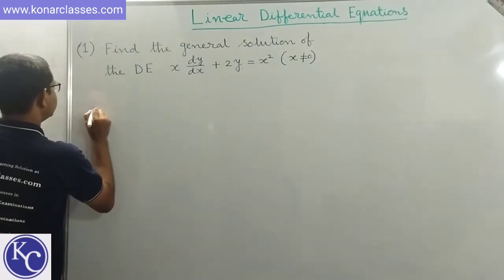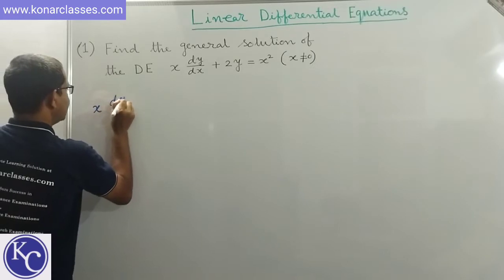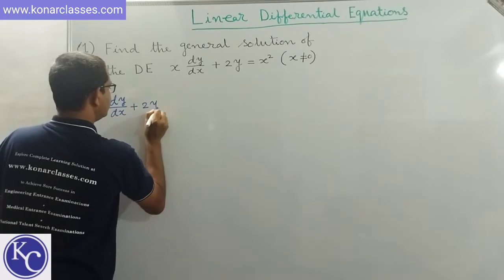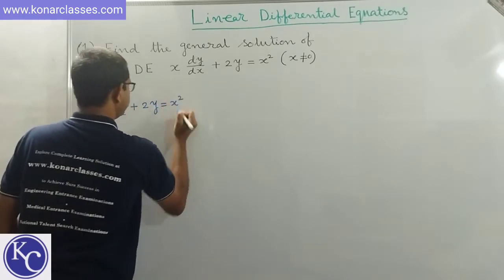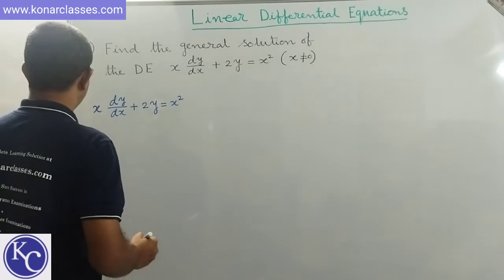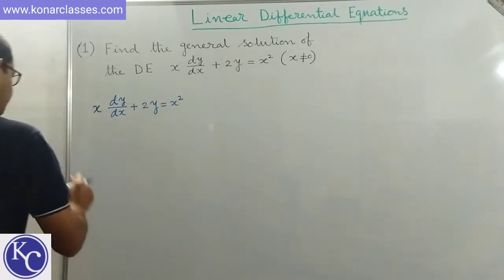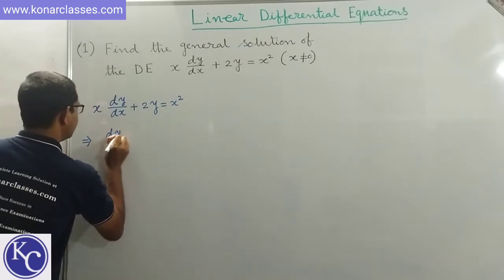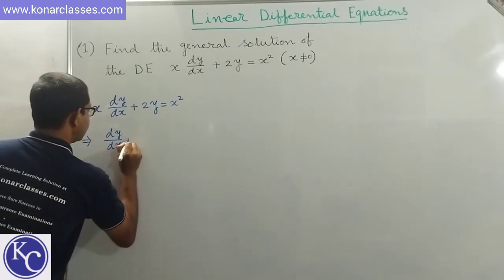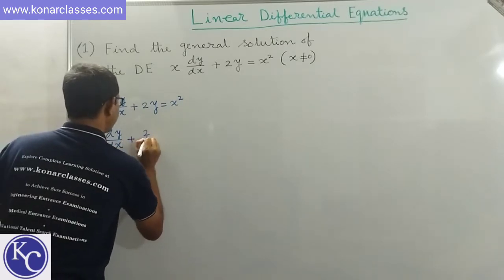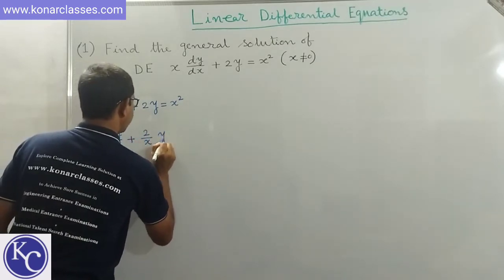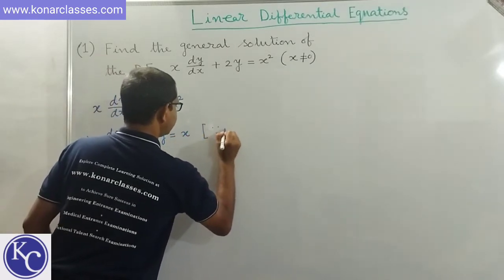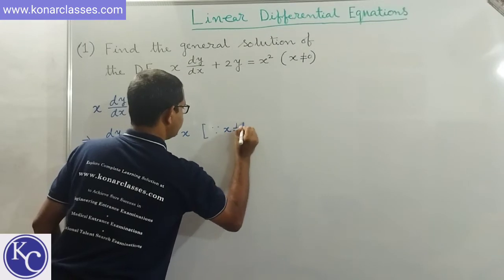Okay, so what is the differential equation? x dy/dx plus 2y is equal to x square. Now we must divide both sides of this differential equation by x. So from there what we get is that dy/dx plus 2 by x into y is equal to x square by x, which is x, and we are able to divide by x as x is not equal to 0.